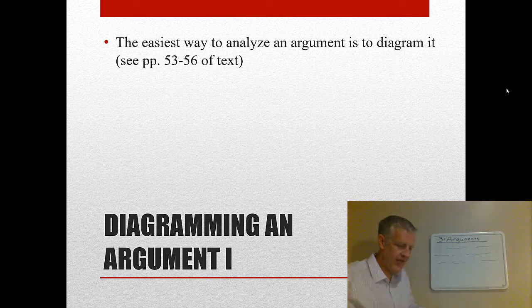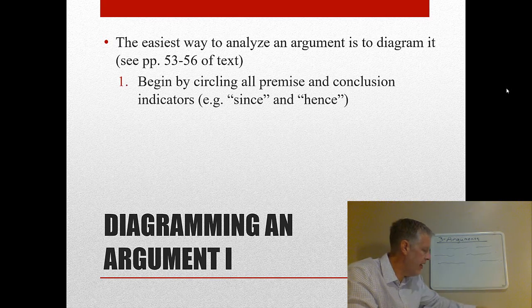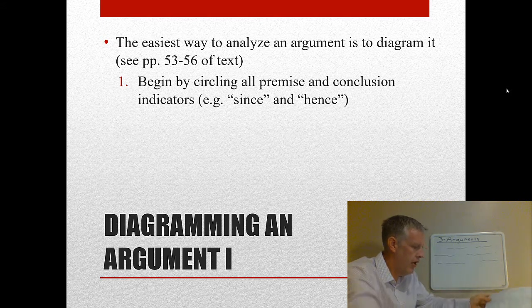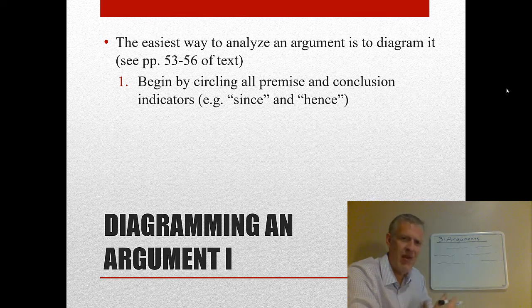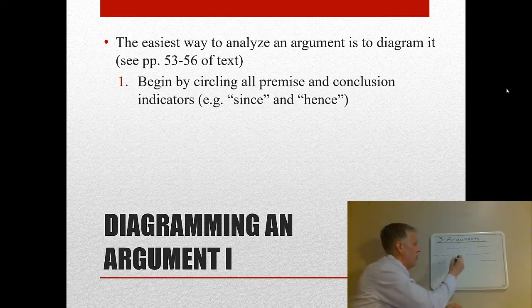So on slide 17, I give you the general three-step process. The first step, as I mentioned, is to begin by circling all premise and conclusion indicators. They used to say circle, and I don't know why the authors stopped. Now they say, notice any premise and conclusion indicating words. They keep saying notice. I would like you to go further, and like I said, they used to say circle. So circle all premise and conclusion indicators.